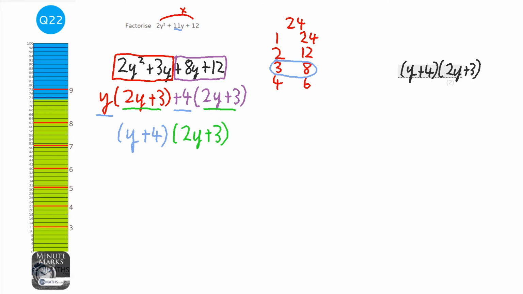Now there's loads of different methods of doing this. This by far, for me, I've found is the easiest to explain and the easiest to do. But if you have a different method, some people do trial and improvement, just keep trying different numbers. It depends on how easy the quadratic is. When the coefficient of the x squared is a non-prime number, that can get quite complicated quite quickly.